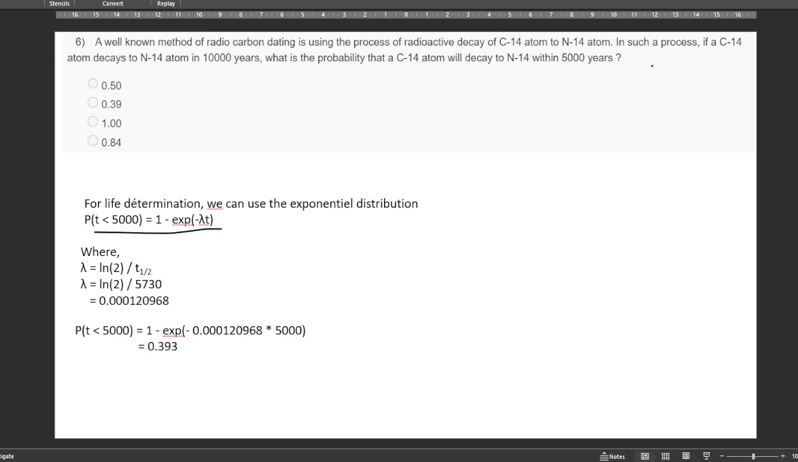The half-life period is around 5,730, and from this we can find the lambda, and we can substitute the lambda in this equation, and we can find the probability distribution, which is 0.393. The probability of t less than 5,000 is 0.393.